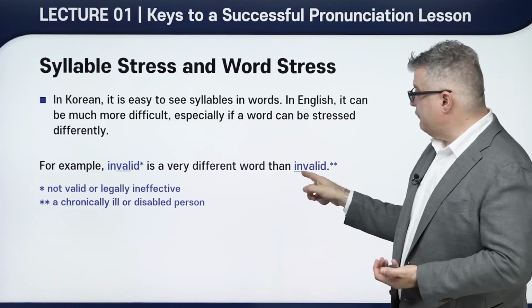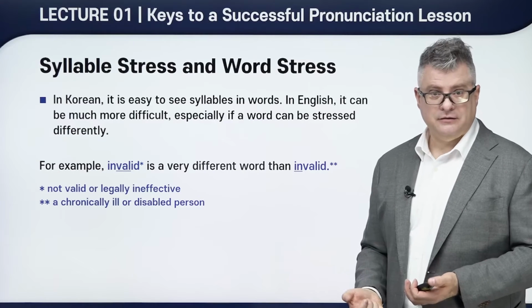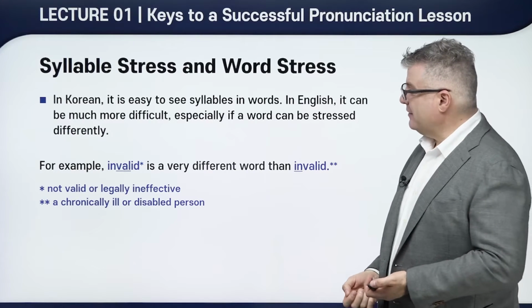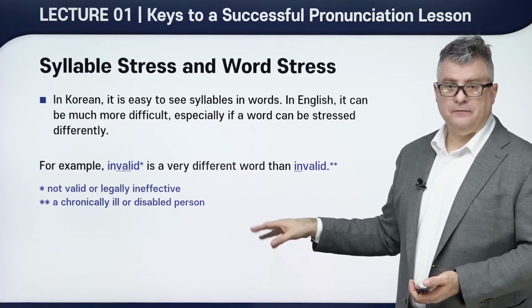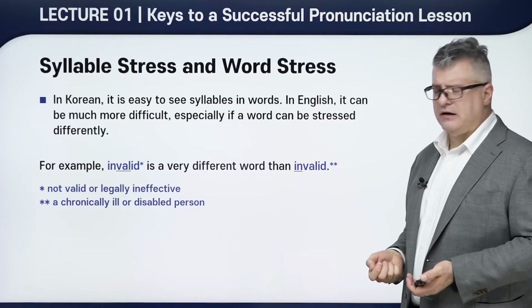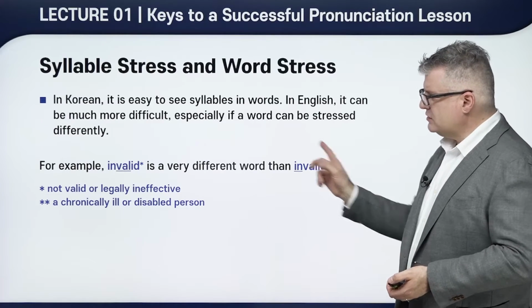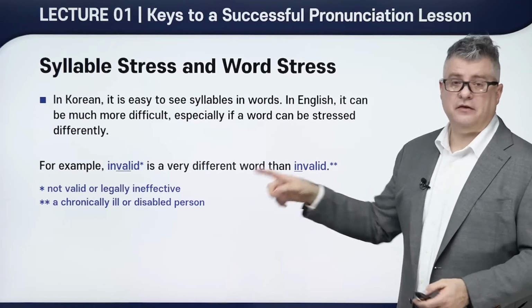But this word, if we put the stress on the first syllable, it's a completely different word, invalid, okay? A chronically ill or disabled person, okay? Invalid means they're not able to do as many things as somebody else. So same spelling, different word. Different stress, though.